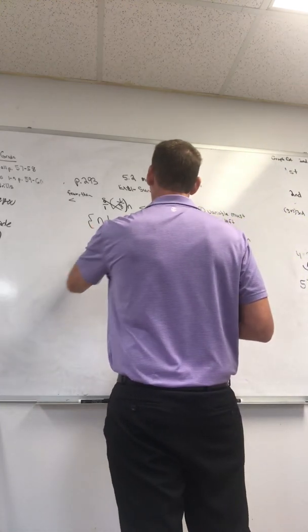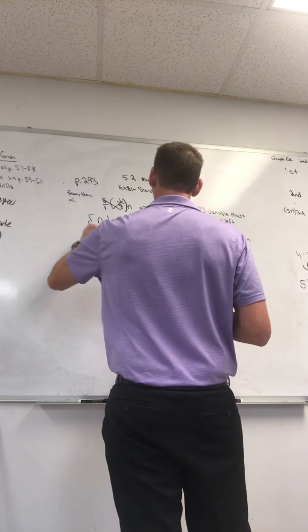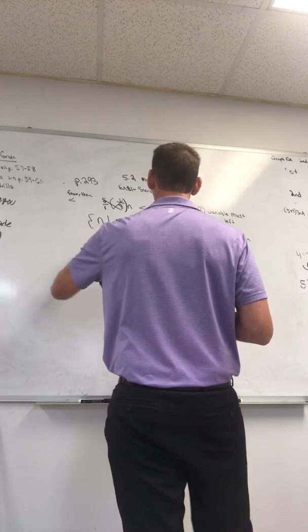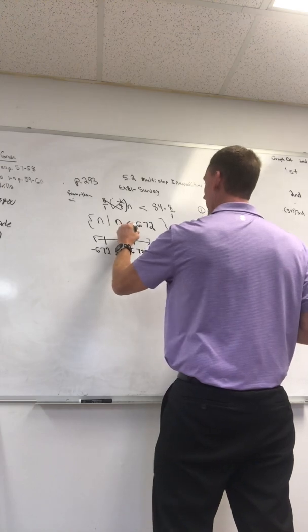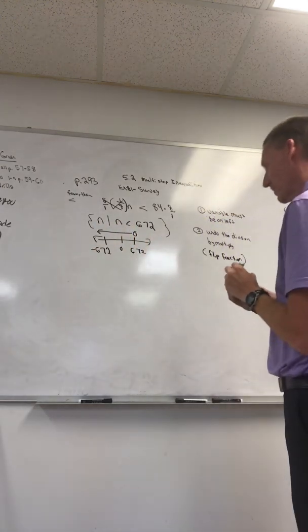Graph it. 0, 672, negative 672. It's an open dot. Goes to the left. Okay?